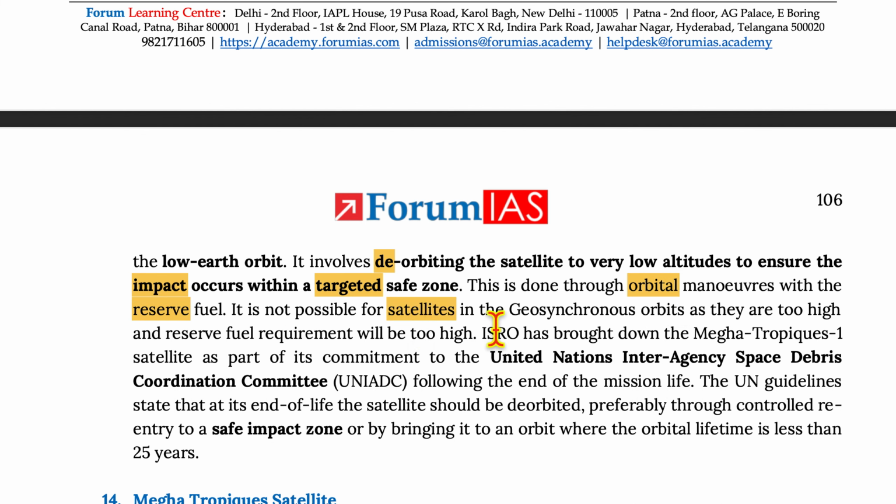It is not possible for satellites in the geosynchronous orbit as they are too high and reserve fuel requirements will be too high. ISRO has brought down the Megha-Tropiques-1 satellite as part of its commitment to the United Nations Inter-Agency Space Debris Coordination Committee. Following the end of its mission life, the UN guideline states that at the end of life, satellites should be deorbited, preferably through controlled re-entry to a safe impact zone or by bringing it to an orbit where the orbital lifetime is less than 25 years.